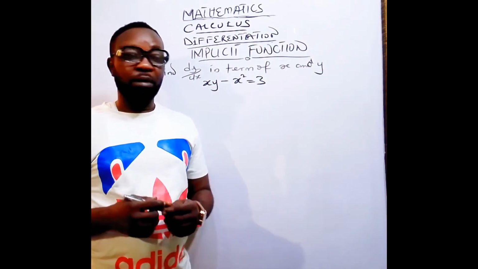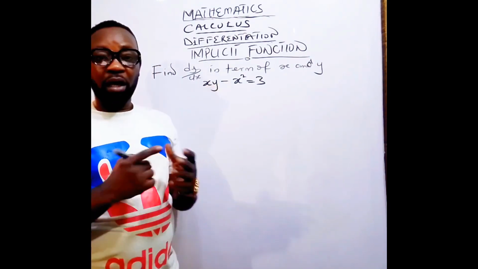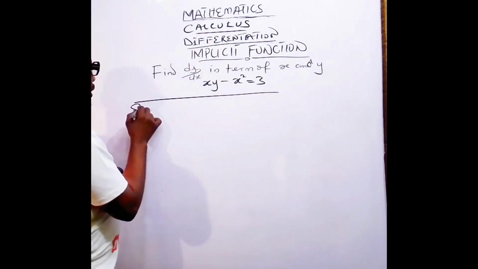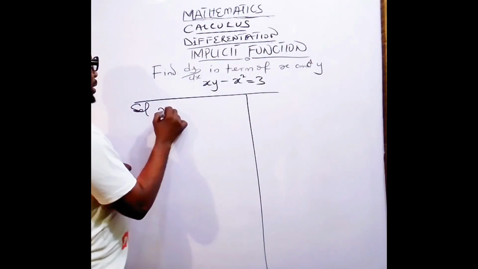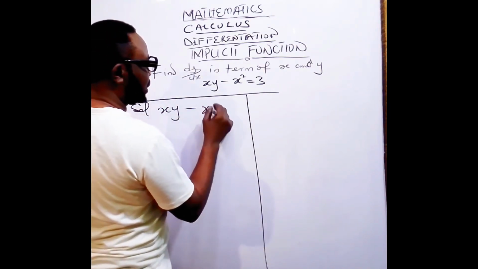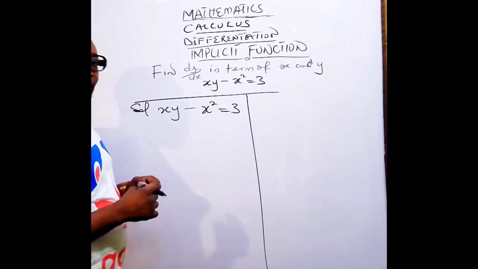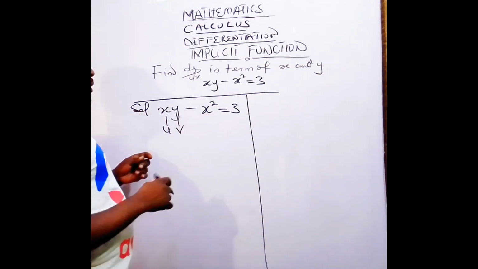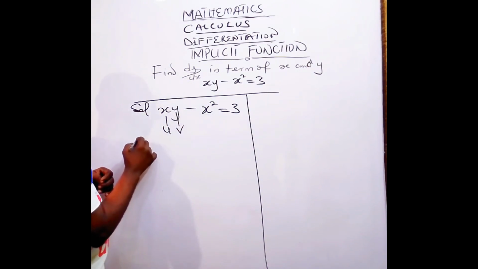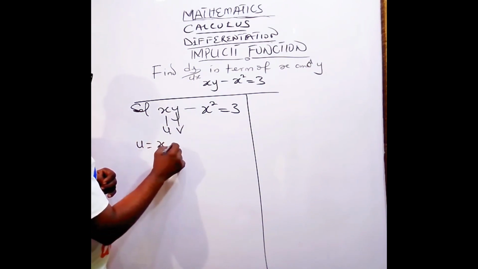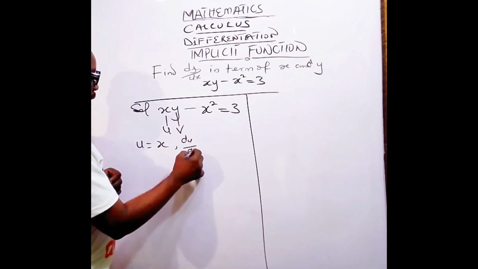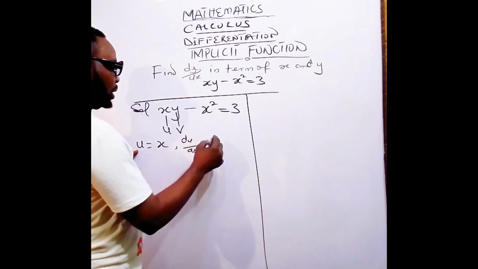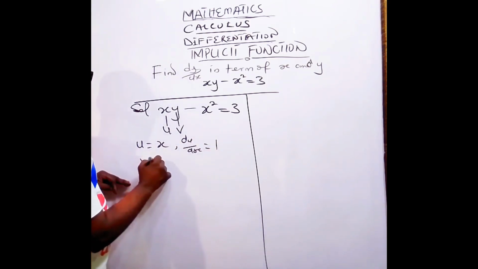What we do here is treat this xy as a product of one another. For the solution, I write the equation again: xy minus x squared is equal to 3. Now, I take this as u and this as v. Don't forget that u is equal to x. Then du/dx is equal to 1, because those are the variables I'm differentiating. And our v is equal to y.